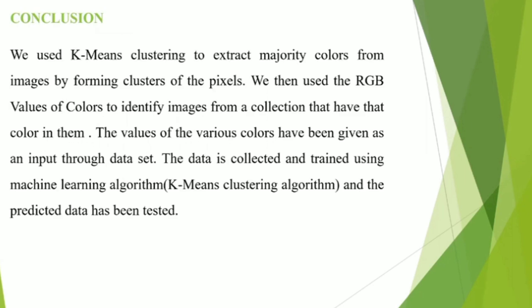Then coming to the conclusion, we used K-means clustering to extract majority colors from images by forming clusters of the pixels. We then used the RGB values of colors to identify images from a collection that have that color in them. The values of the various colors have been given as an input through a dataset. The data is collected and trained using the machine learning algorithm, K-means clustering, and the predicted data has been tested.